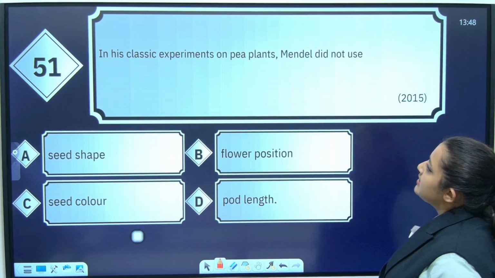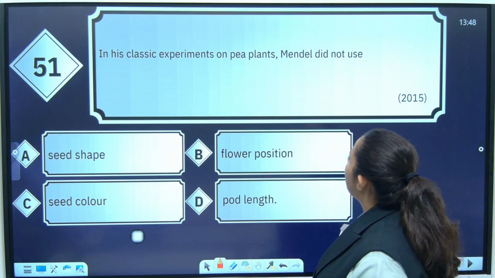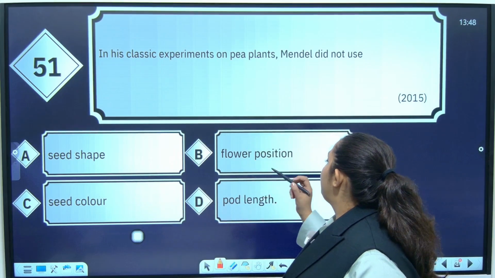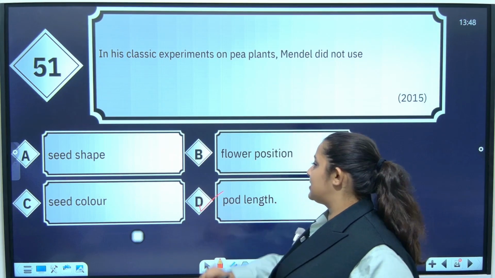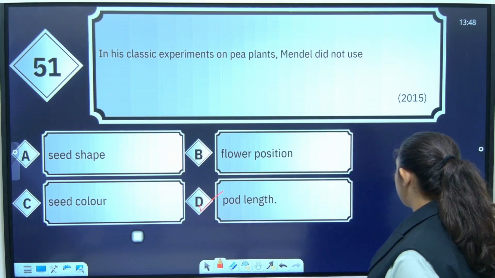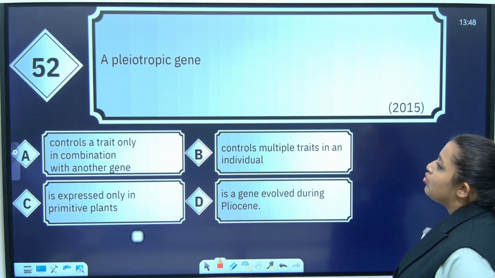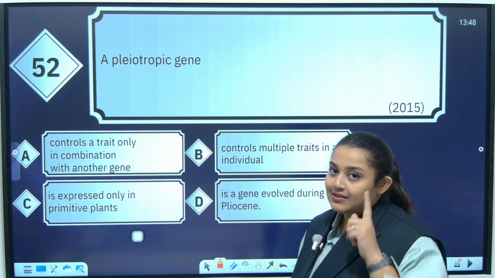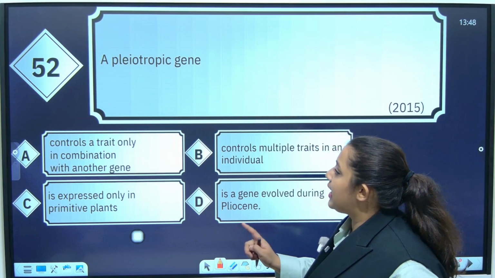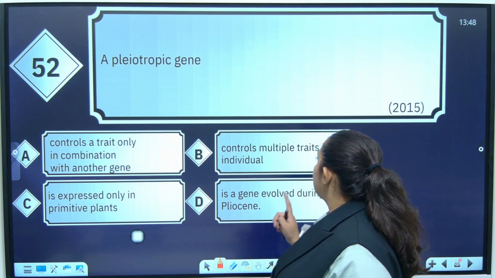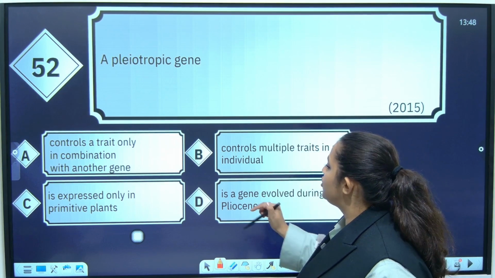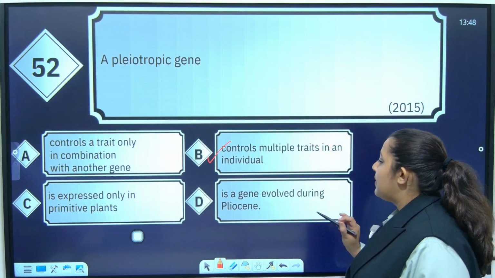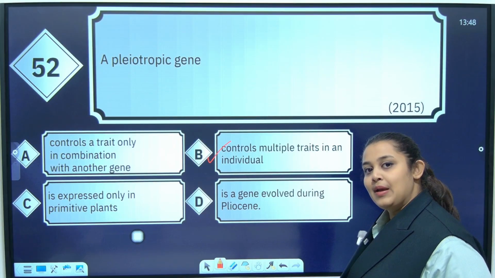Next one. In his classic experiment on pea plants, Mendel did not use seed shape, seed color, flower position, pod length. Answer is D, pod length. Next one, a pleiotropic gene. Pleiotropy, remember what is this? One gene controlling many things. Keep this in your mind. Controls a trait only in combination with another gene, controls multiple traits in an individual, is expressed only in primitive plants, is a gene involved during Pliocene? No, it is option B.